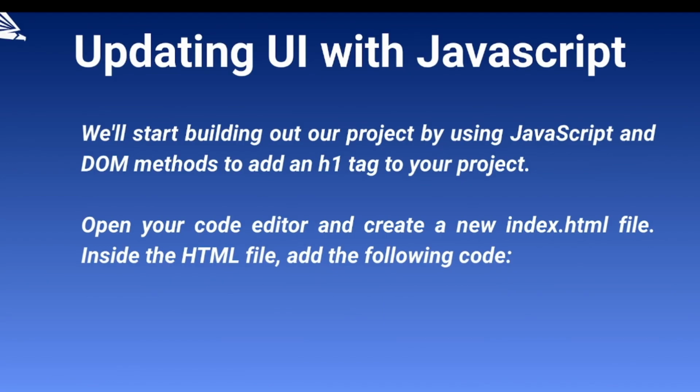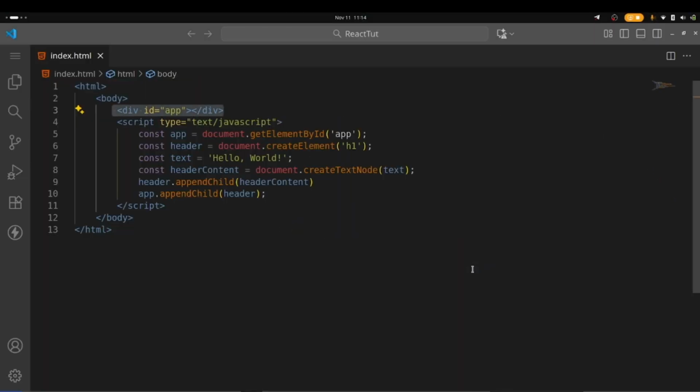In this section, we're going to be talking about updating the UI with JavaScript. We'll start building out our project by using JavaScript and DOM methods to add an H1 tag to your project. We are going to open up our VS Code editor and create a new index.html file. Inside this HTML file, we are going to add some code. We already have our HTML file set up. I'm going to explain to you step by step how this is done.